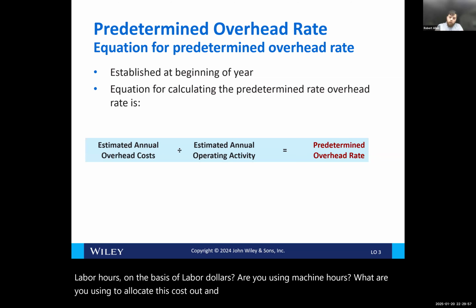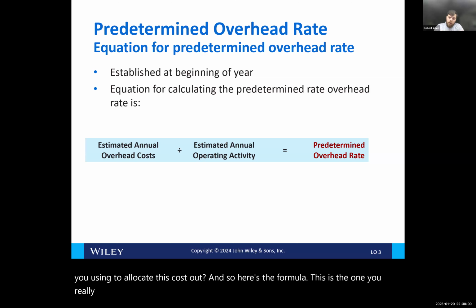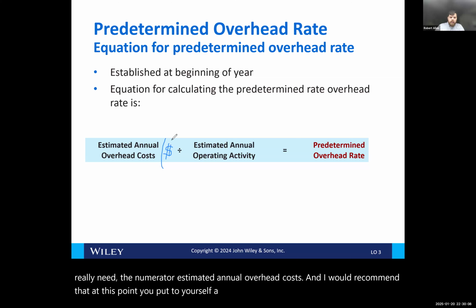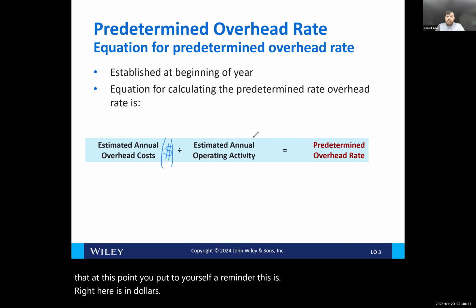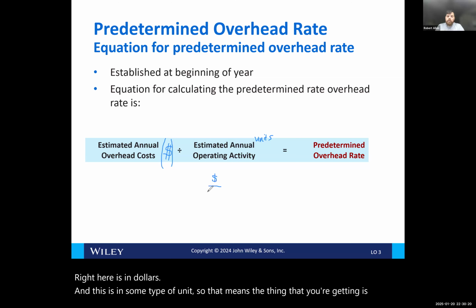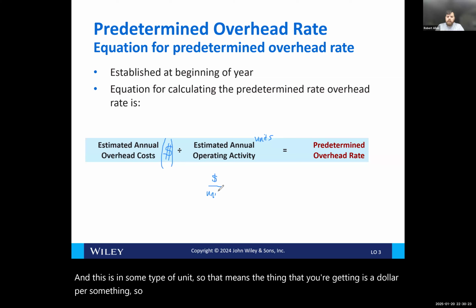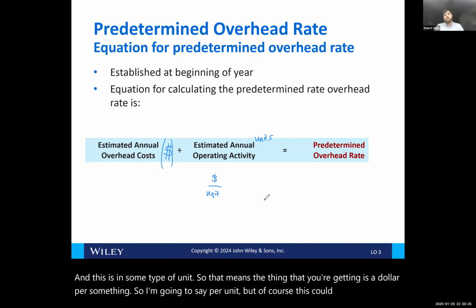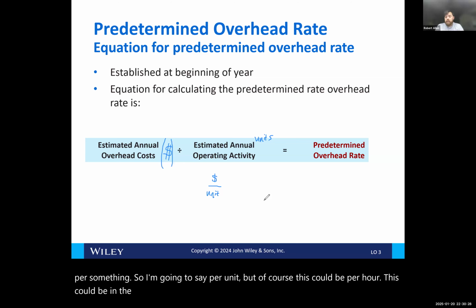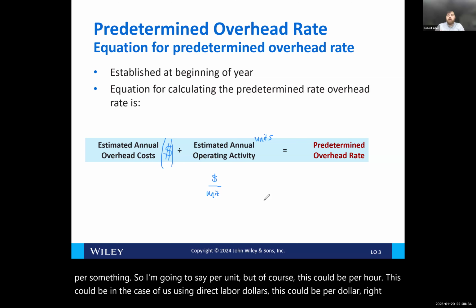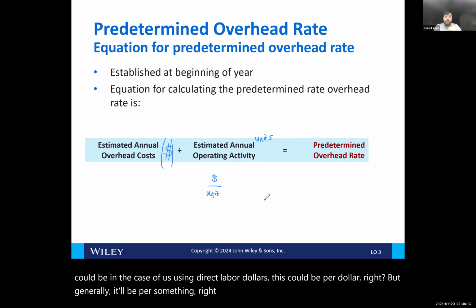And so here's the formula. This is the one you really need. The numerator, estimated annual overhead costs. And I would recommend that at this point, you put to yourself a reminder, this right here is in dollars. And this is in some type of unit. So that means the thing that you're getting is $1 per something. So I'm going to say per unit, but of course this could be per hour. This could be, in the case of us using direct labor dollars, this could be per dollar, right? But generally it'll be per something, right? So you have dollars on top and you'll have something else on bottom.